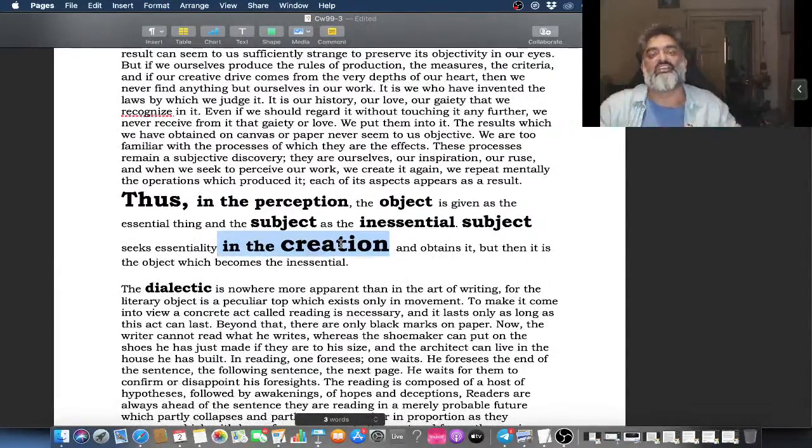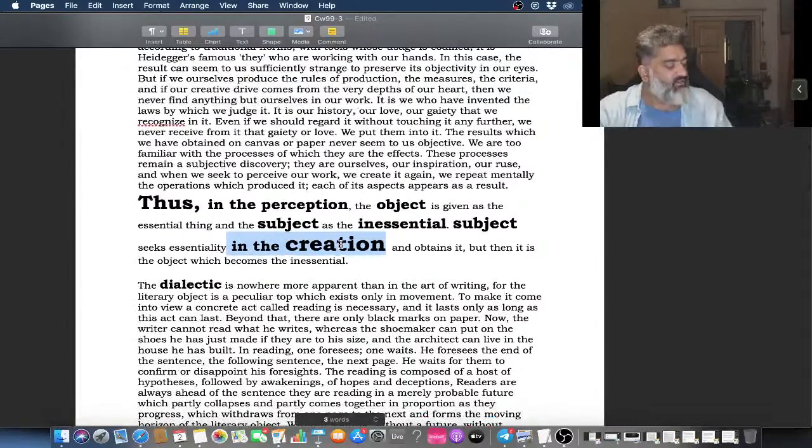So perception versus creation, and articulate for yourself. In perception, the object is essential, the subject is inessential; the subject wants to be essential, therefore he tries creation, but when he tries creation, the object becomes inessential. I do not know, let's say for a minute, I do not know what this means at all, but do I have a side? Perception, creation, what is essential, what is not essential? And if I have, are we together so far? Because I think this is the central idea of the passage.